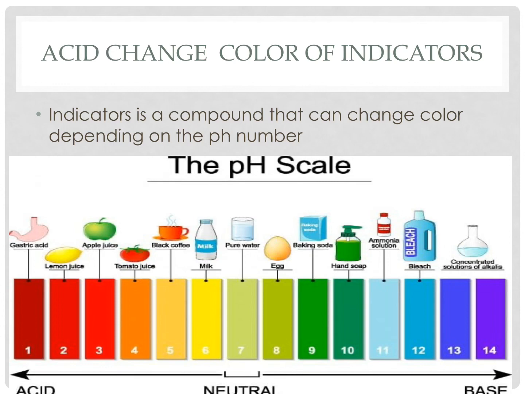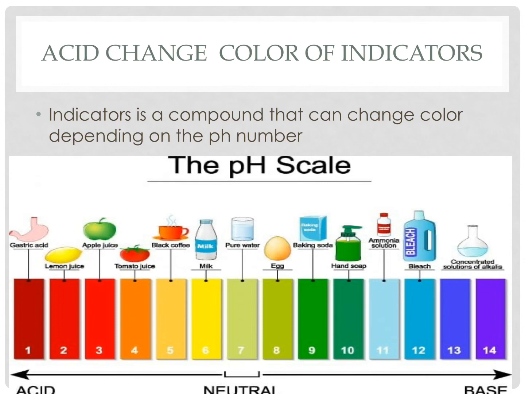Let's talk about the second property: acids change the color of indicators. Before we talk about this, we will have to know what an indicator is. Basically, an indicator is a substance that changes color in the presence of acid or base, for both. So if you used an indicator and you had an acid, the indicator will change color. And if you also had a base, it will also change color. So an indicator is a compound that can change color depending on the pH number.